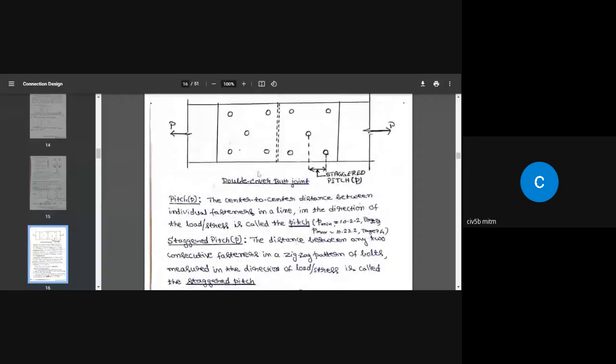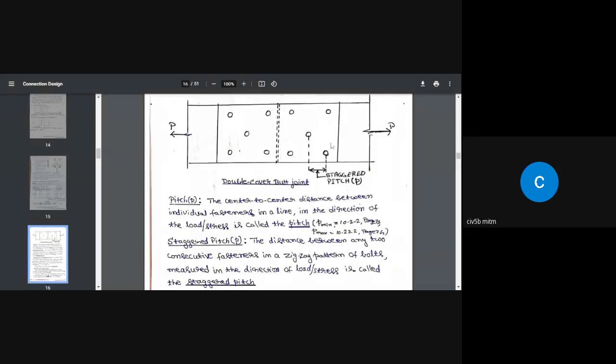See here. So if you go to 10.2.4.2, it says the minimum end distance should be 1.7 times the diameter of the hole or 1.5 times the diameter of the hole. So it gives two options, whether you go for 1.7 times the diameter of the hole or 1.5 times. That depends on the condition of the edge.